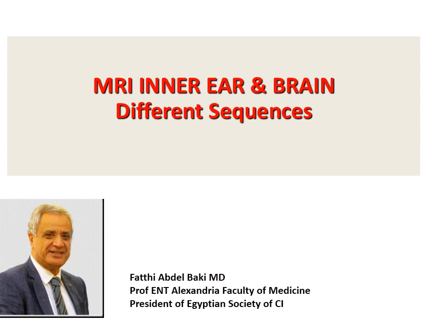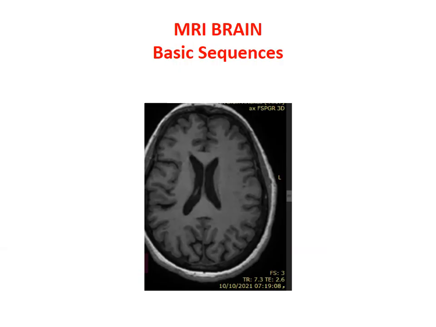Hi, I'm Fatthi Abdel, Professor of ENT, Alexandria Faculty of Medicine, and in this video I'm going to discuss the different sequences of MRI in the inner ear and brain. There are two main basic sequences for the MRI in brain, the T1 and the T2.